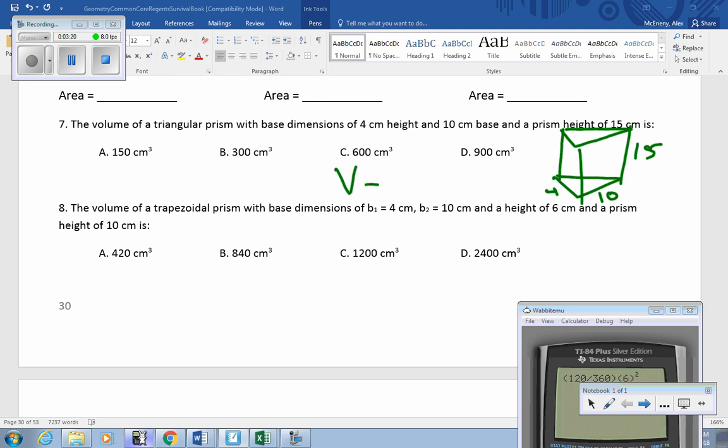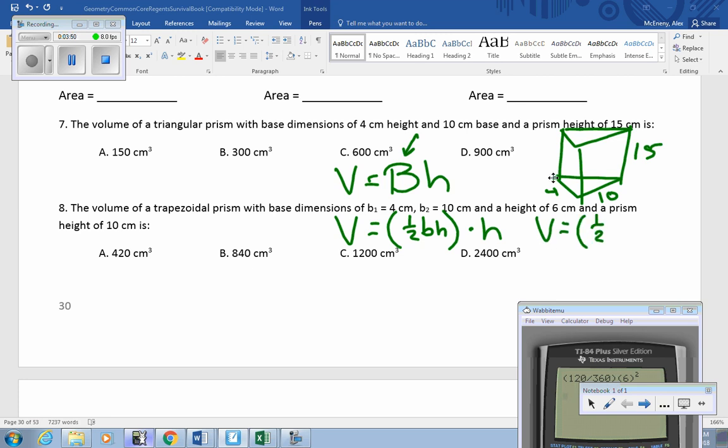Now the big idea with prisms is this capital B, the area of the base figure. We're going to use two formulas for this. First, the area of the triangle, which goes in for our big B. Then we multiply that by the height of the prism, so times that h value. What you'll type in your calculator is 1/2 times 4 times 10 times 15. Just make sure that you use the correct formula for the two-dimensional base figure, because a lot of people tend to forget the 1/2.